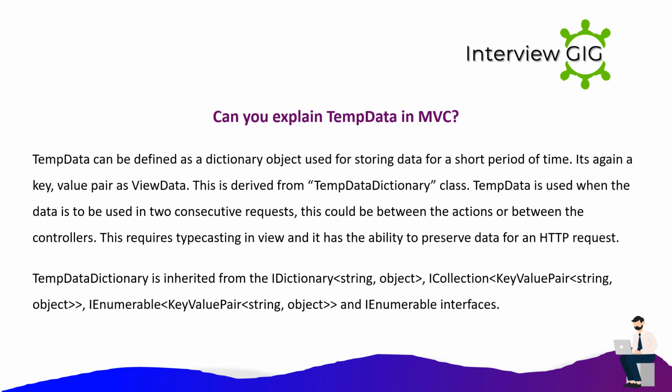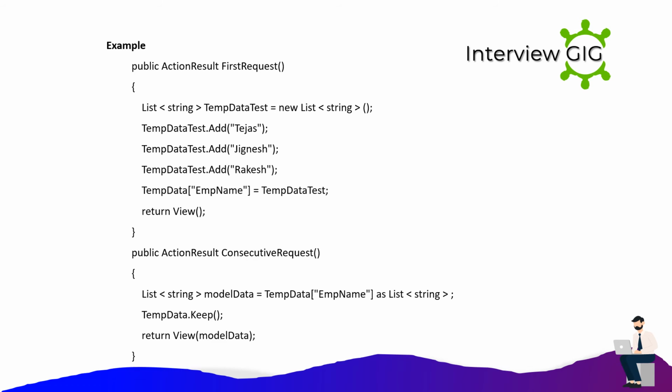This could be between the actions or between the controllers. This requires typecasting in View, and it has the ability to preserve data for an HTTP request. TempDataDictionary is inherited from the IDictionary<string, object>, ICollection<KeyValuePair<string, object>>, IEnumerable<KeyValuePair<string, object>>, and IEnumerable interfaces.